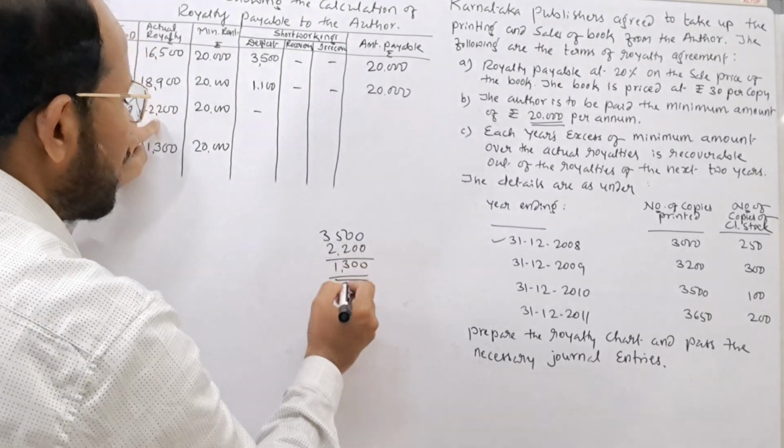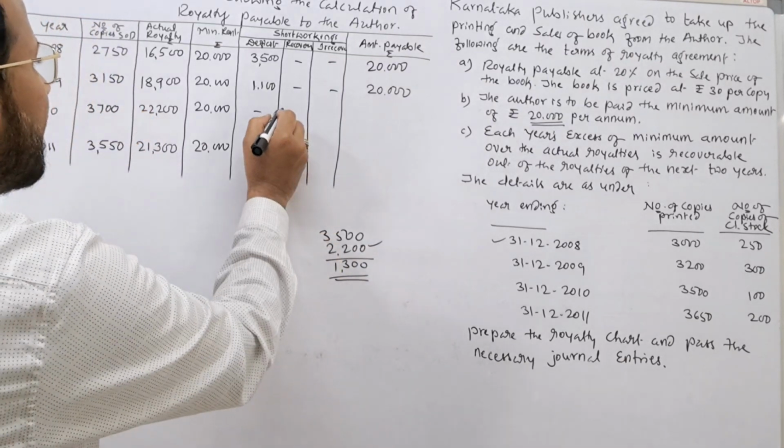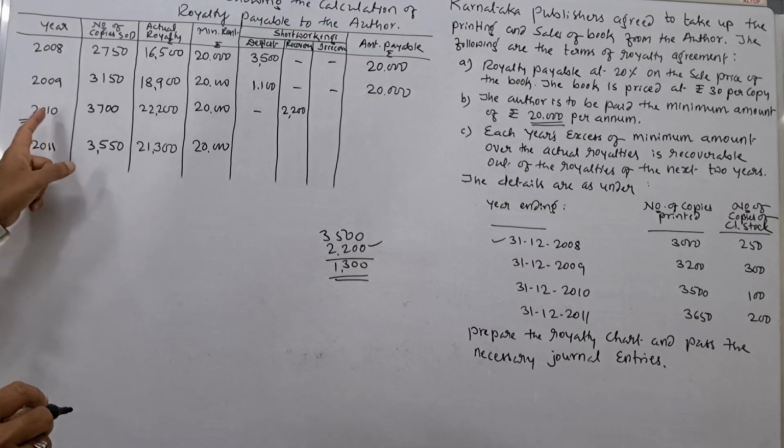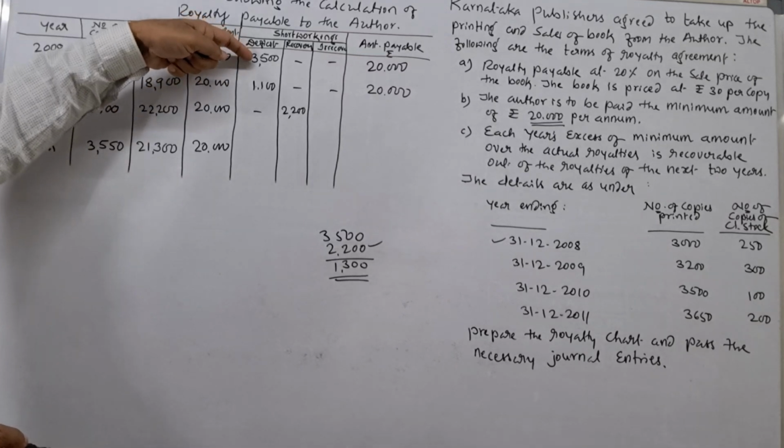He can recover rupees how much? 2,200 in the year 2010. This is the last year to recover this 3,500.